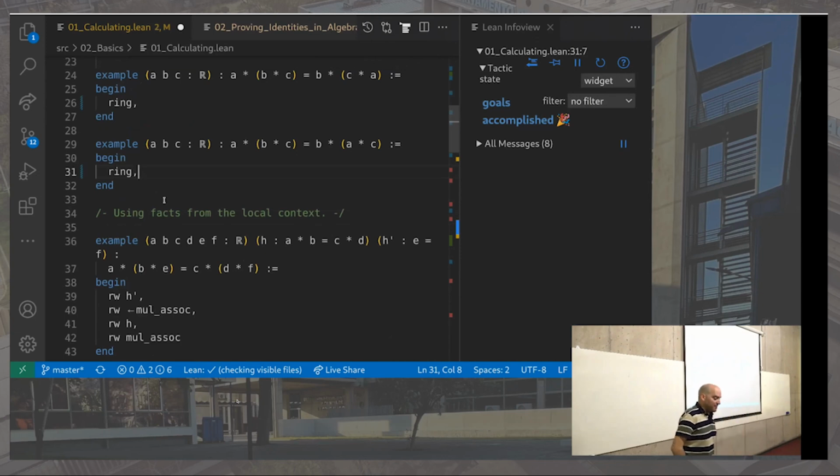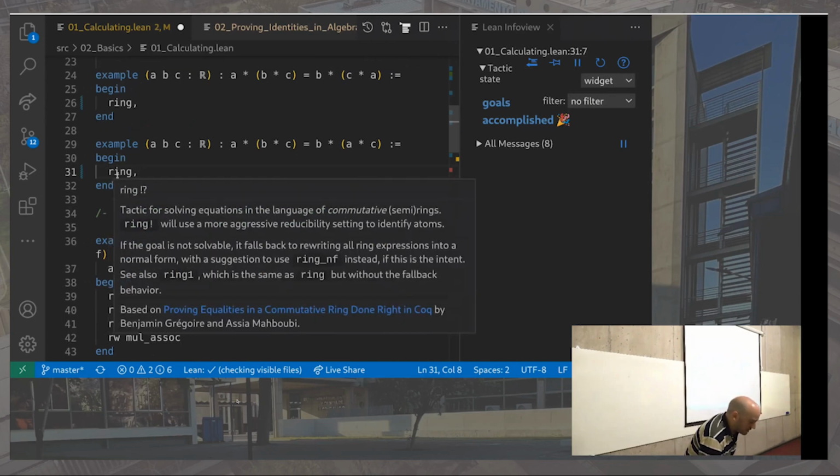But we have several tactics for. So if you go here, you see that ring is a tactic for solving equations in the language of commutative semi-rings. We have a tactic for non-commutative rings that is called noncomm_ring, unsurprisingly. So we decided to call it ring because this is much more used than the other one. If you want to do a computation with only, so this is what it is, a monoid. I don't know if we have a tactic for monoids. We surely have a tactic for groups, but you see the problem is that R with respect to the product is not a group.